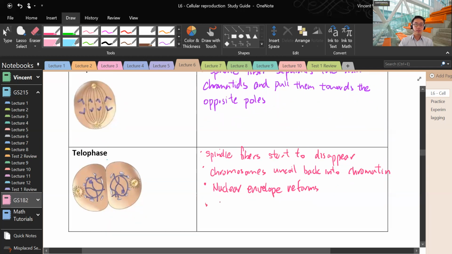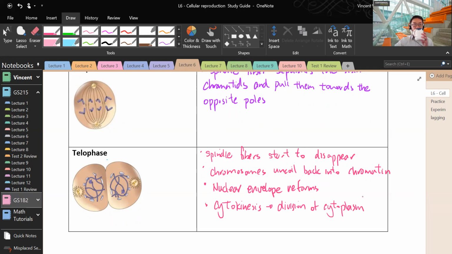And then finally, we have cytokinesis, which is the division of cytoplasm. That's it. That's your mitosis.